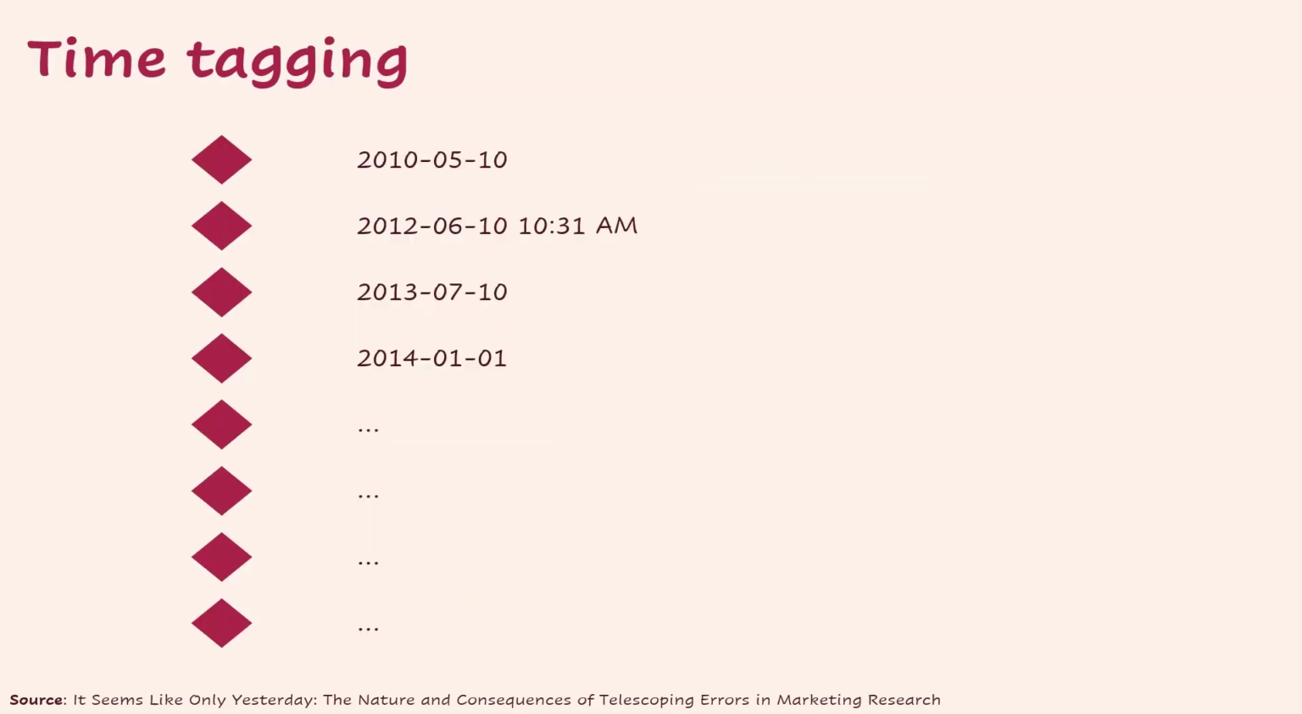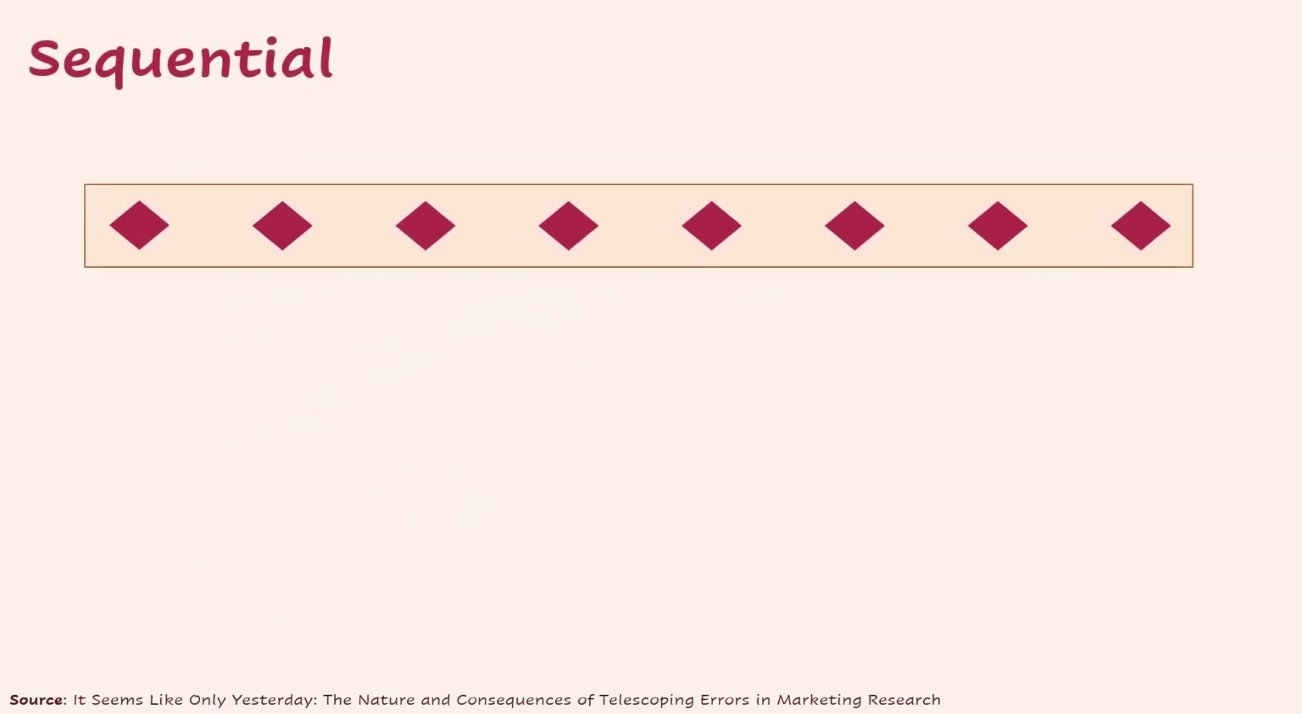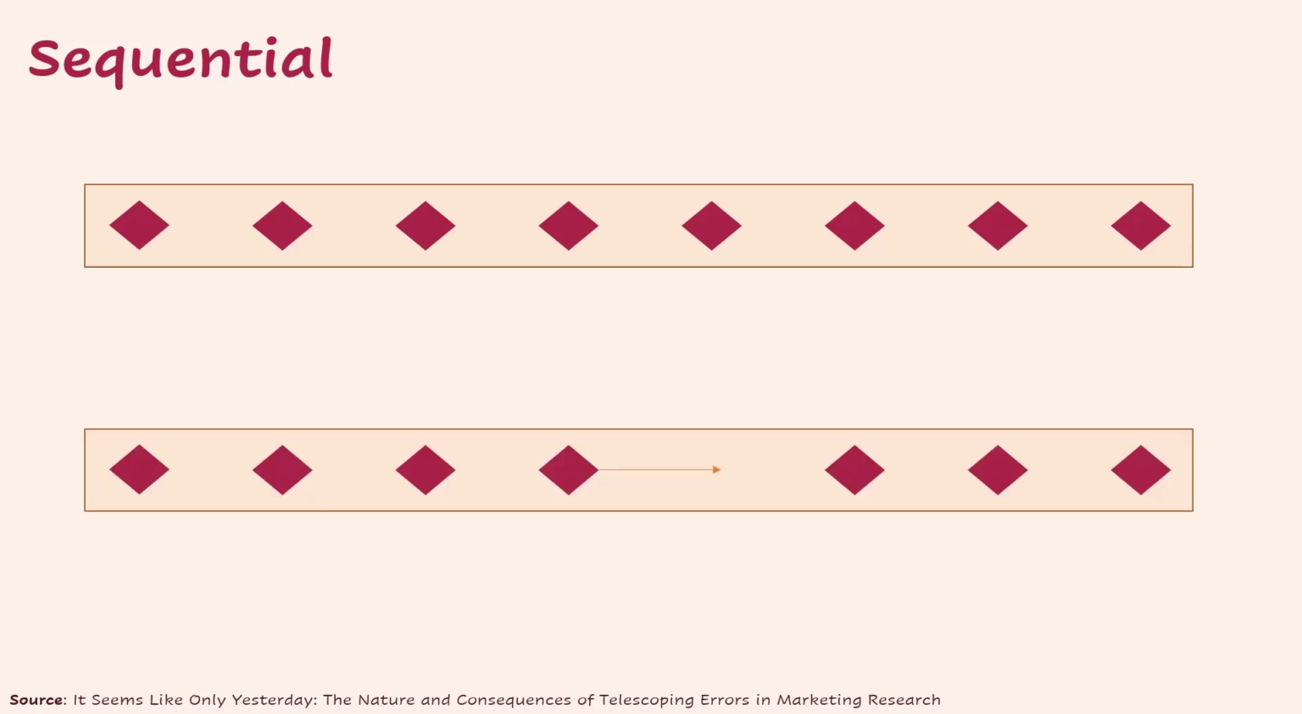Let's understand the different models of events time storage. The time tagging model says that every event has a timestamp in memory. The degree of precision of the timestamp can vary, as for instance, you very well know the date and time where a child was born. There is little evidence to this model. The sequential or conveyor belt model states that all events are stored in sequence. Telescoping occurs when events are forgotten.